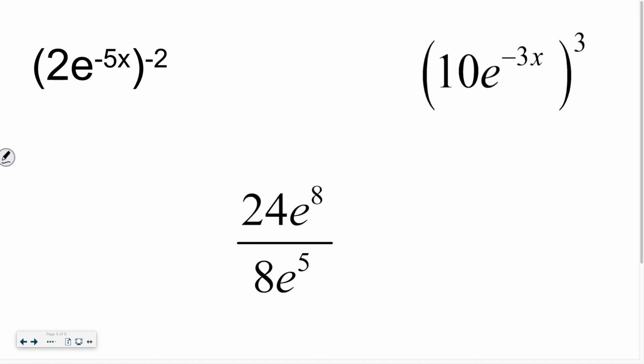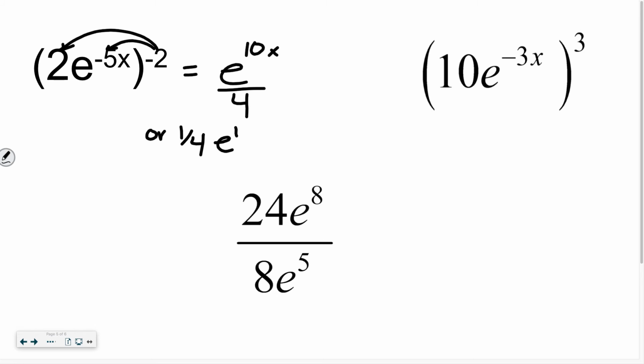Okay, let's chat. First one, 2e to the negative 5x raised to negative 2. Well, this negative 2 affects everything, so what happens when you do 2 to the negative 2? It turns into 1/4. And then what should you do with your exponents, e to the negative 5x to the negative 2? Multiply, so you're going to get positive 10x. So I would write this as e to the 10x over 4. Now you could also write 1/4 e to the 10x. That would be fine. Those are the same thing. This means 1/4 times e to the 10x in the numerator, not in the denominator.